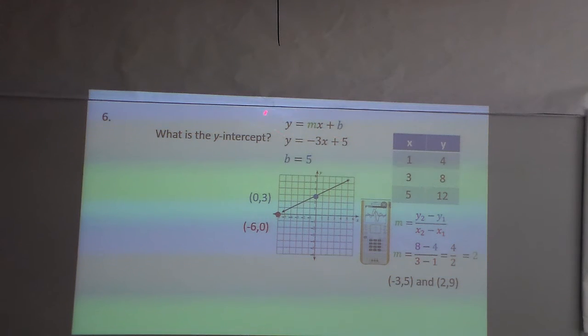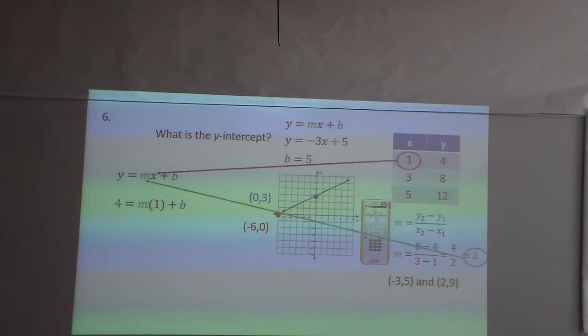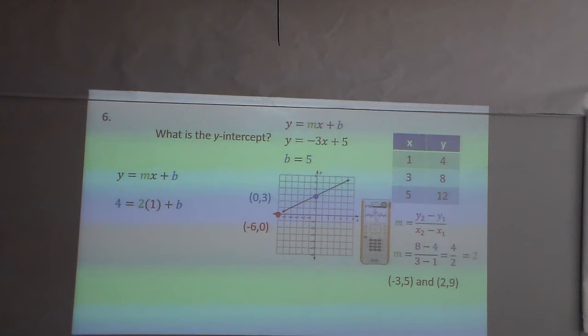So I'm going to go back up here to this formula, y equals mx plus b. And I'm going to replace the y with that 4 right there. I'm going to replace the x with that number right there. We're going to put that 2 in place of that m right there.